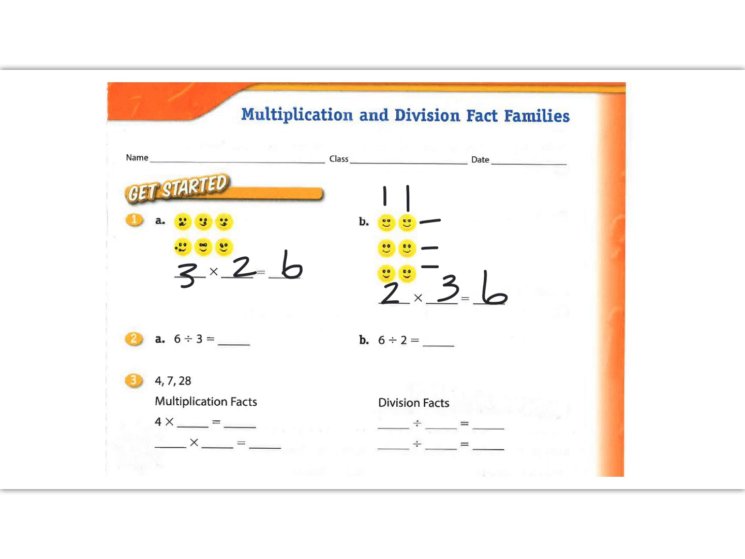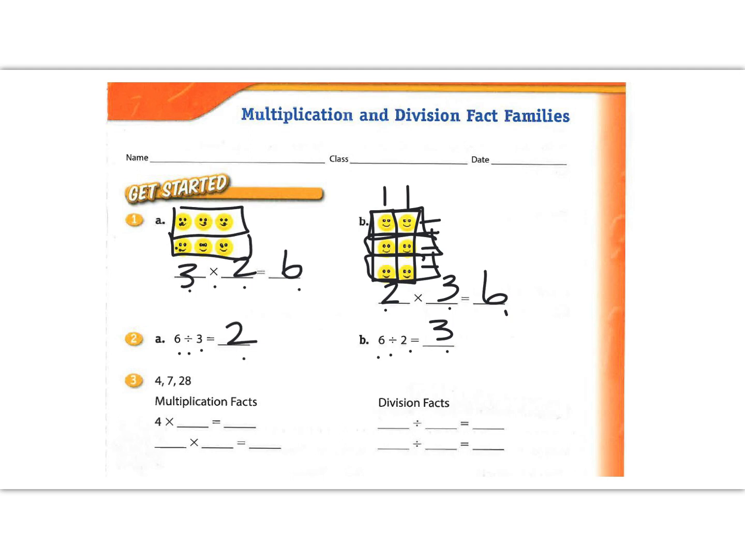Then if we did 6 divided by 3, we would have 2 groups. If we did 6 divided by 2, we would have, I did that one wrong, sorry, 1, 2, 3 groups. So 2 times 3 is 6, 3 times 2 is 6, 6 divided by 3 is 2, 6 divided by 2 is 3. So those are fact families.